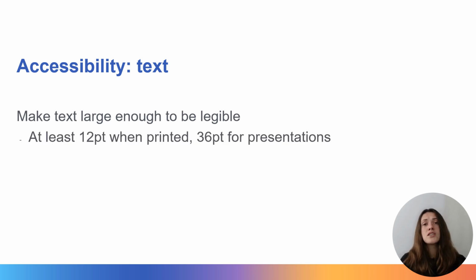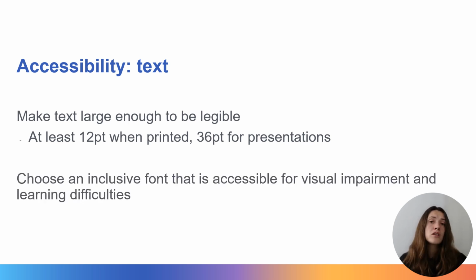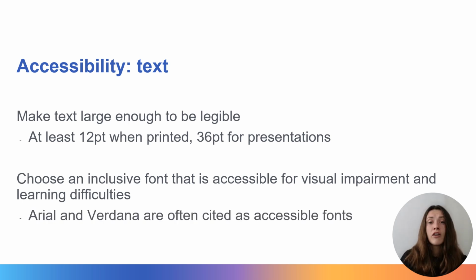Guidelines suggest that text should be at least 12 points in size when the plots are printed in a report, for example, and 36 when they're used in presentations to allow them to be seen from further away. We also make sure that the font family is inclusive as well. Make sure it's accessible for different impairments. There are specialist fonts that have been developed to aid particular impairments, but Arial and Verdana are often given as free fonts that are cited as inclusive and accessible.